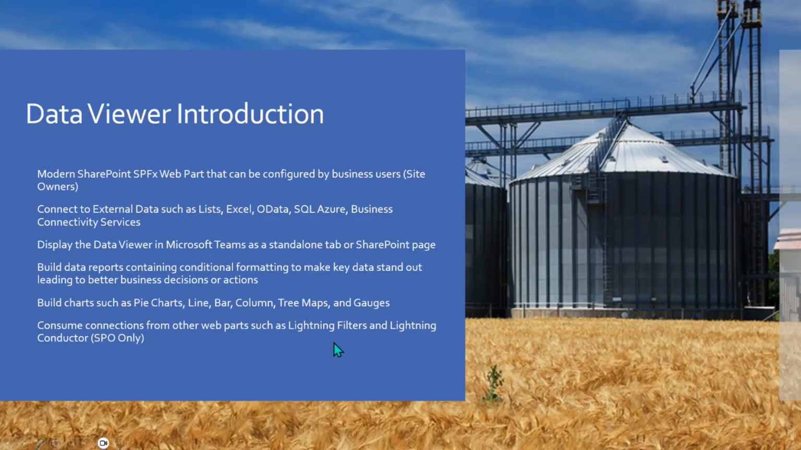You can also connect multiple data viewers together, or you can connect to other web parts. So one of them is the Lightning Filters web part. This is really useful on a dashboard. It means that we can create a filter control at the top of the page, and that could filter out multiple instances of the data viewer. So maybe looking at different months of the year, or different drop-down options or different people, and have all of the components on the page filter as a result of that. And we could also connect to the Lightning Conductor. So that would allow us to display charts on aggregated content, as well as just a single SharePoint list, which we can do with the data viewer.